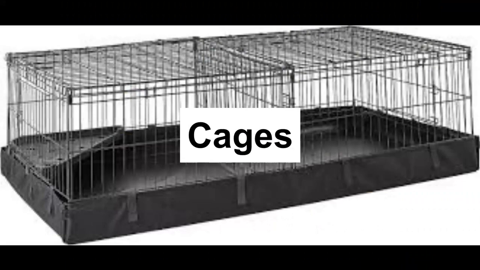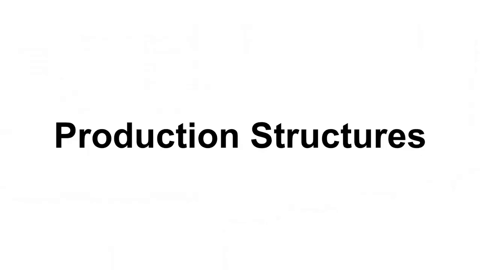The next one are what we call cages, often used in large-scale poultry farming. Battery cages are a type of cage system used for housing egg-laying hens. That is what you use cages for. So we are done with talking about the livestock structures.